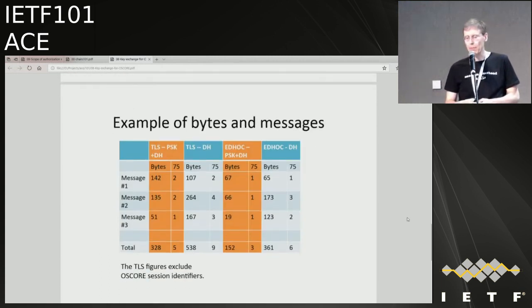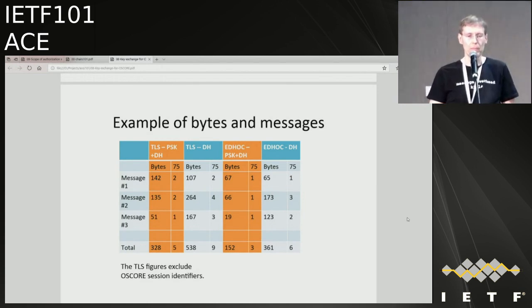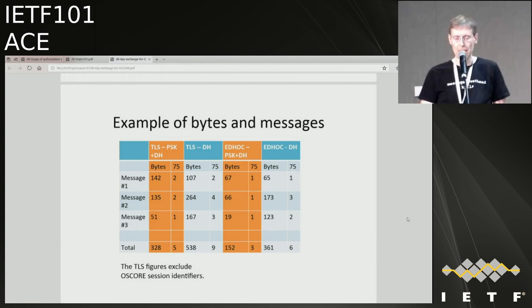Looking at message sizes, here's a simple comparison between a PSK-authenticated Diffie-Hellman, which is the brown or orange in the case of TLS and EDHOC, and the asymmetric key authenticated Diffie-Hellman in the case of TLS and EDHOC. There are three messages, mapping to the three messages of the SIGMA-I protocol, essentially.